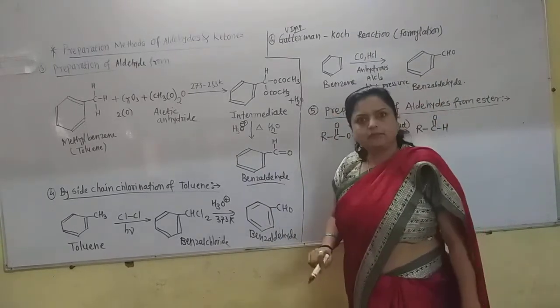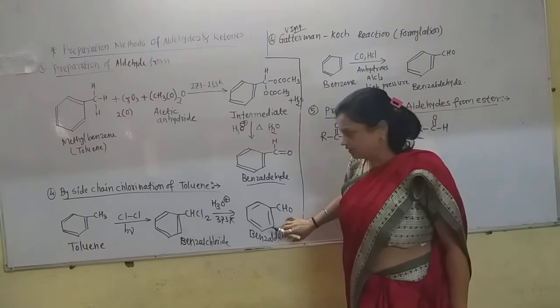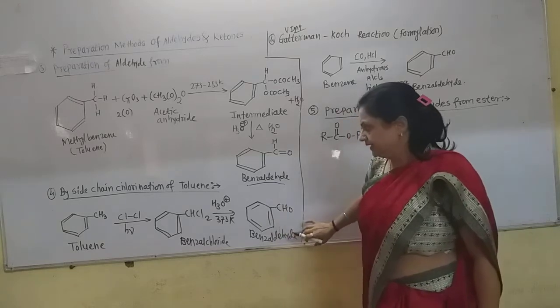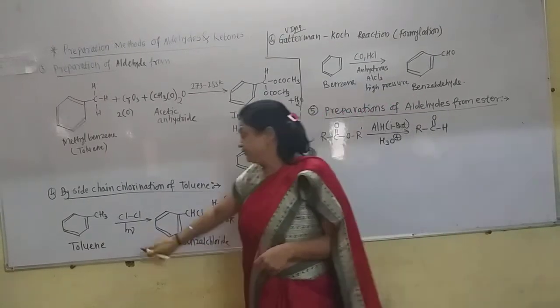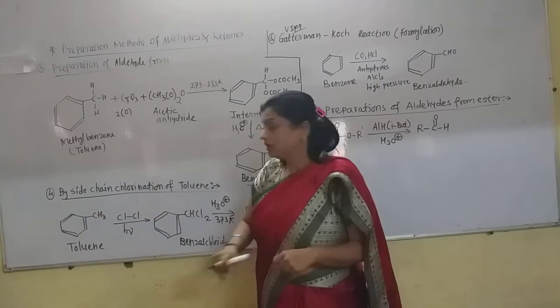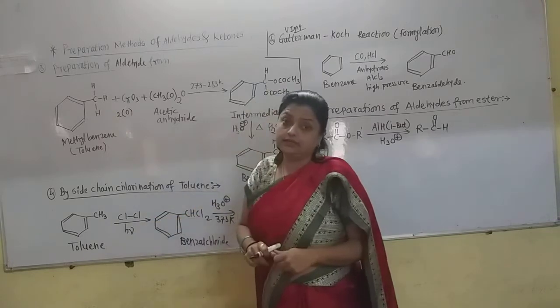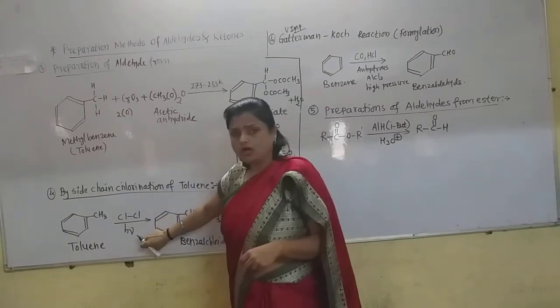Now this benzaldehyde is obtained by side chain chlorination of toluene in the presence of sunlight, that is h nu. In the presence of sunlight, chlorination takes place. We know that chlorination is always carried out in diffused sunlight, ultraviolet light, or sunlight.